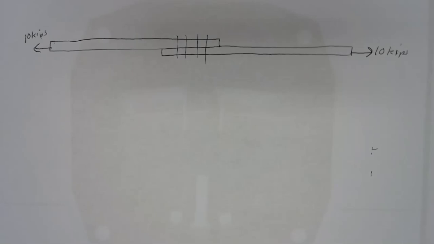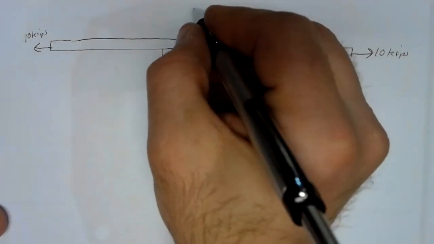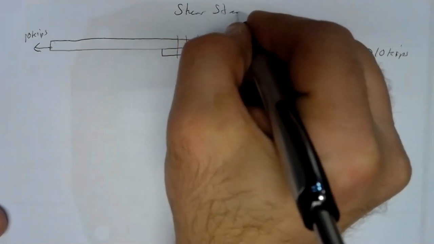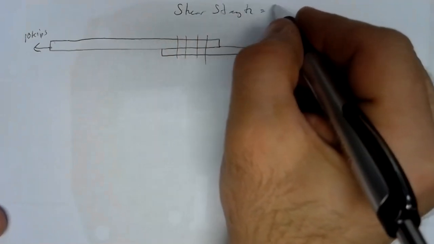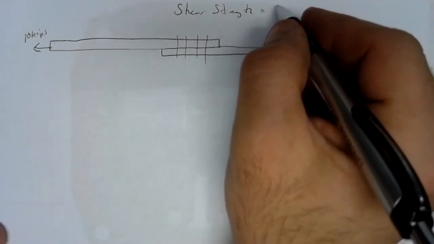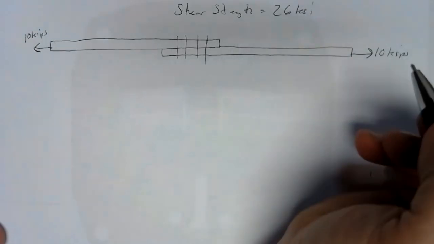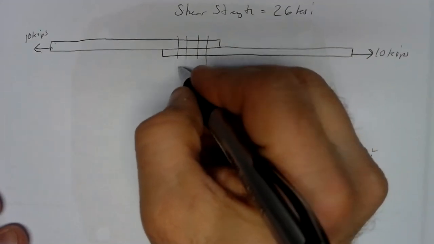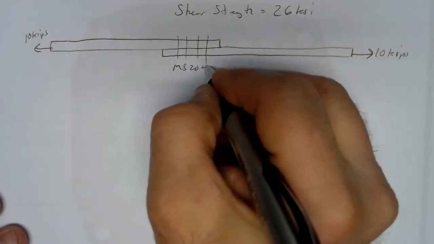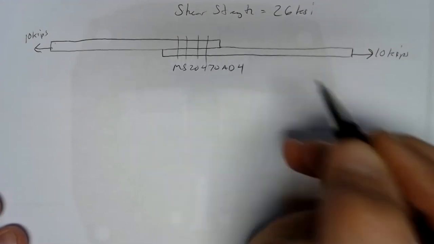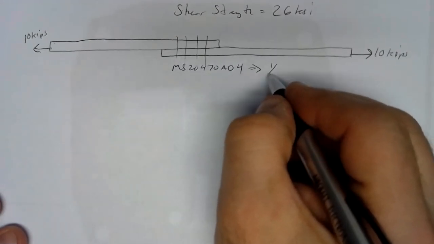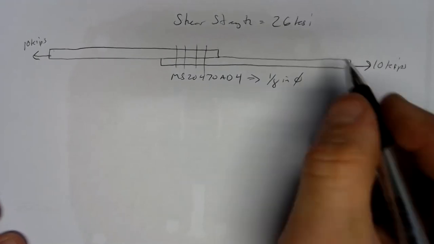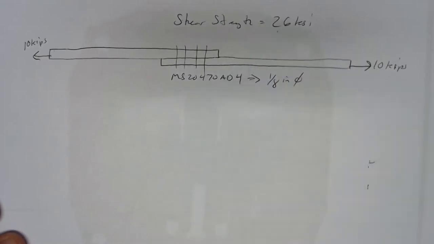So we want to find out how many rivets with an ultimate shear strength of 26 KSI we are going to need. How many 1/8 inch diameter rivets are we going to need? So we're using MS-2470 AD4 rivets. That's 1/8 inch diameter. How many of those are we going to need before we exceed the shear strength?